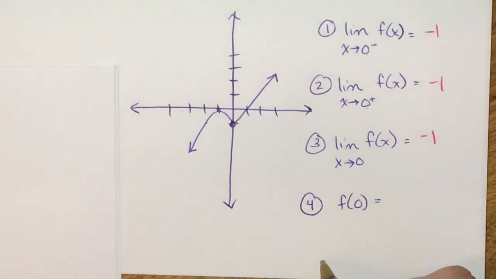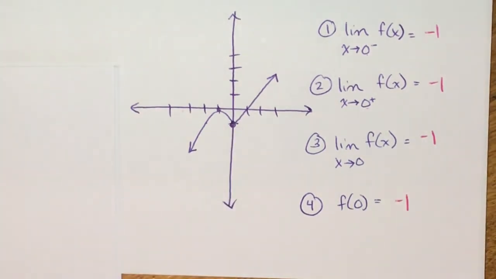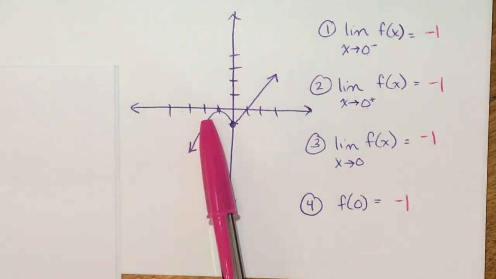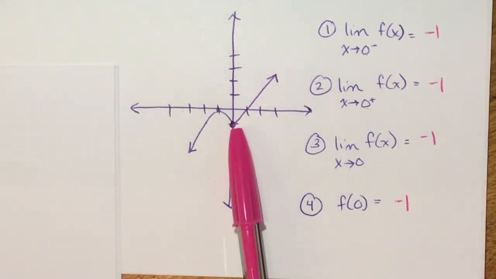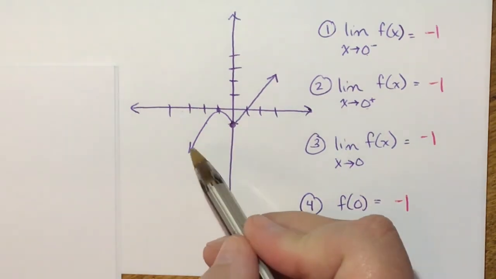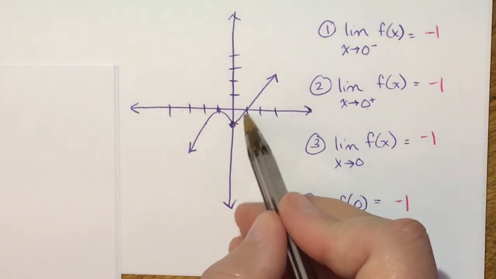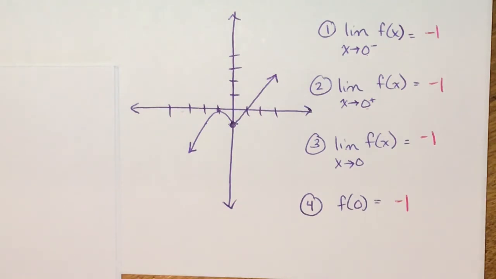How about f of 0, the actual value of the function? Oh, it's also -1. So not only does the limit exist, but this function is also continuous. From the left-hand side, I'm approaching a value that's the same as the value I'm approaching from the right-hand side, that's the same as the actual value of the function, which means if I were to try to draw this, I can draw all the way through x equals 0 without ever picking up my pencil, which makes it continuous. Again, that's an idea that we'll talk a lot more about when we get to 11.3.